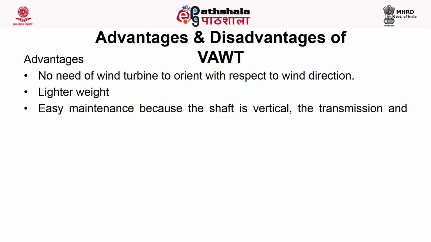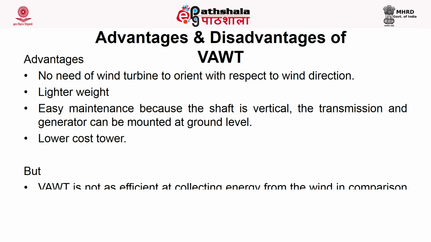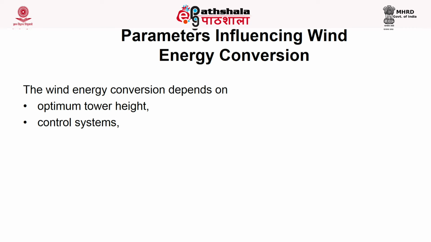The advantages of vertical axis wind turbines are that there is no need for the turbine to orient with respect to wind direction. It has lighter weight. It is easy to maintain because the shaft is vertical. The transmission and generator can be mounted at ground level, and cost is less. But the vertical axis wind turbine is not as efficient at collecting energy from the wind in comparison to the horizontal axis wind turbine.